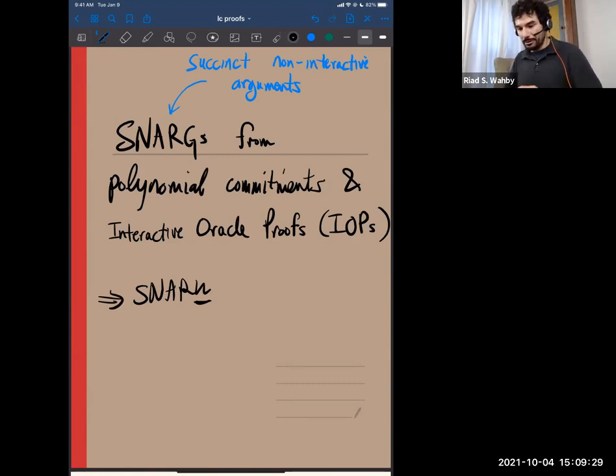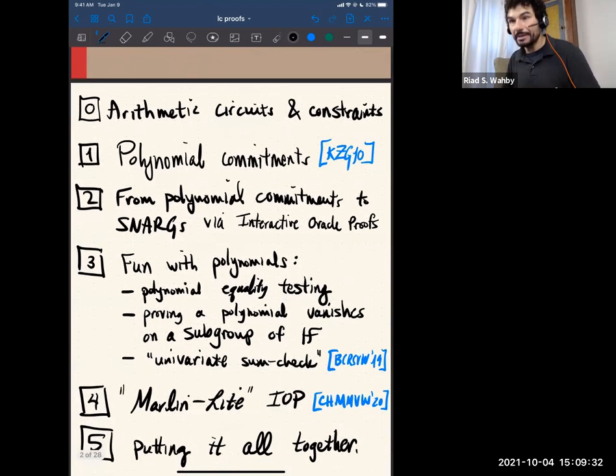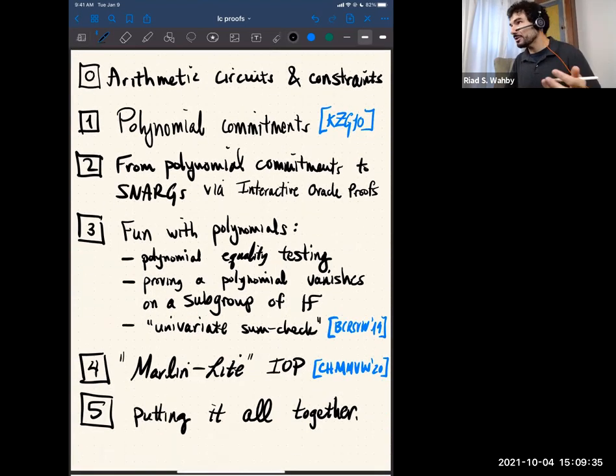Good. Okay. So to start, we're going to look at arithmetic circuits and constraints. I said earlier that we were going to look at these in somewhat more detail, so now we will. Then I'll define the polynomial commitment primitive. We won't construct one, we'll just assume that we have one. Then we'll go from polynomial commitments to SNARGs via interactive oracle proofs. Then we'll build some mini proof systems for some polynomial statements. We'll put those together into what I'll call Marlin Lite, which is a light version of a paper called Marlin, Chiesa et al. from 2020. And at the end, we'll put it all together and see what's missing to get all the way to a SNARK.